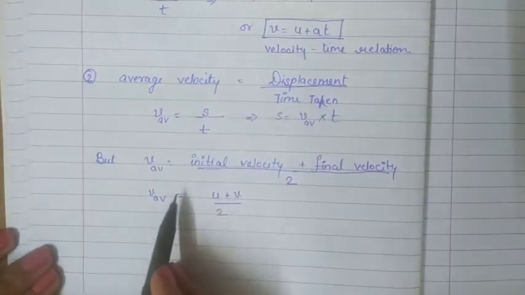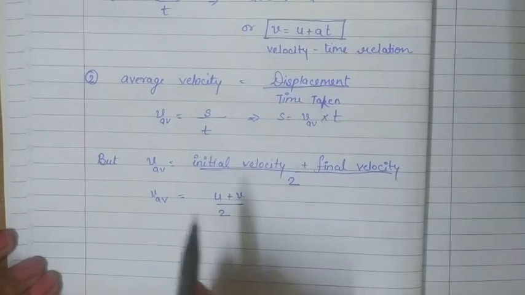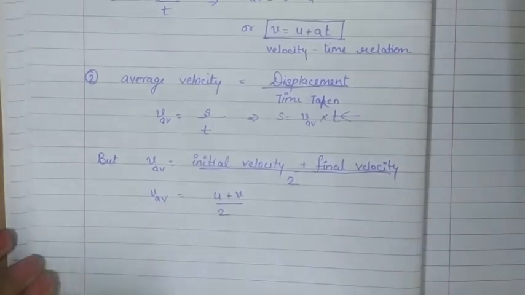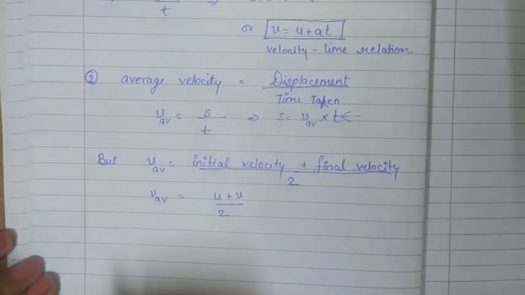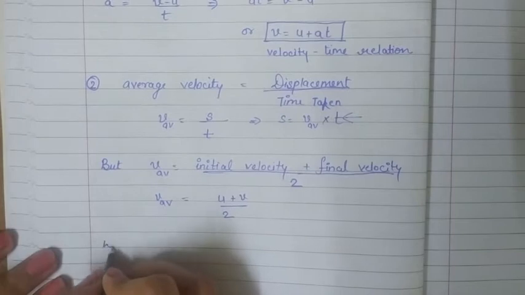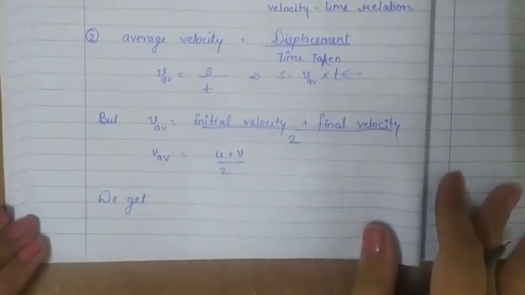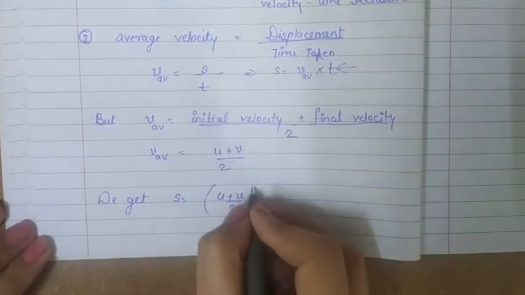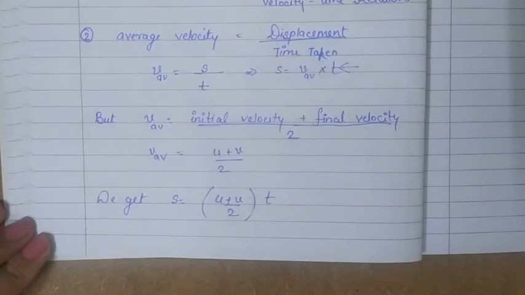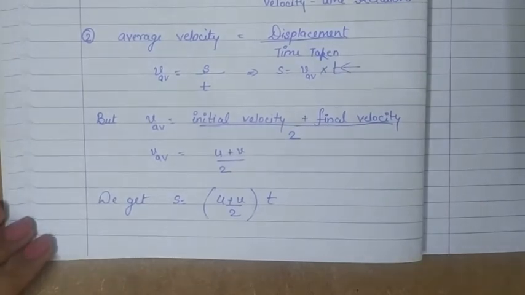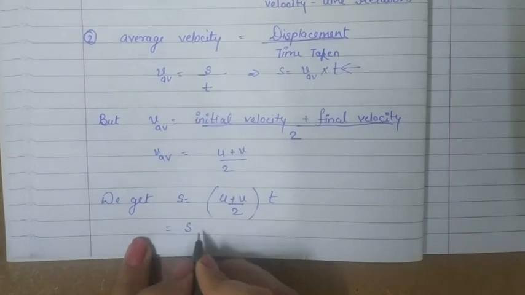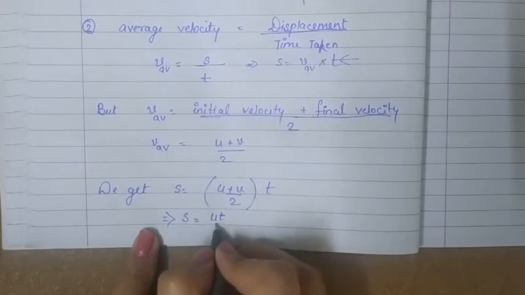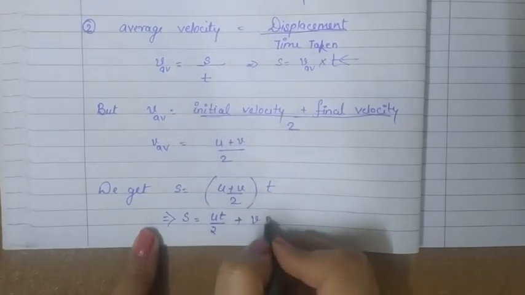Either equate these two, we can say it like this, or we can also say it like this, that the value of V average we will substitute from here into this equation. So by doing that, what we get, S is equal to u plus v by 2 into t. S is equal to u plus v by 2 into t. So S is equal to ut by 2 plus vt by 2.